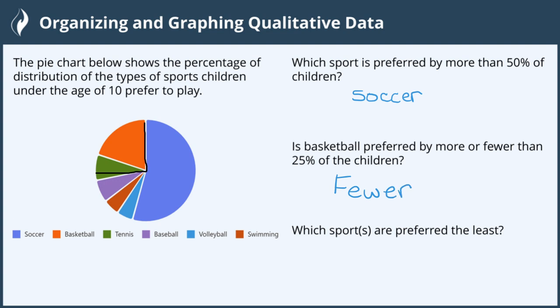And then finally, which sports are preferred the least? So if we take a look at our pie chart, the sports that are preferred the least would be represented by the smallest wedges. So in this case, it seems like swimming and volleyball are the smallest 2 wedges in this pie chart. So they would be the 2 sports that would be preferred the least.